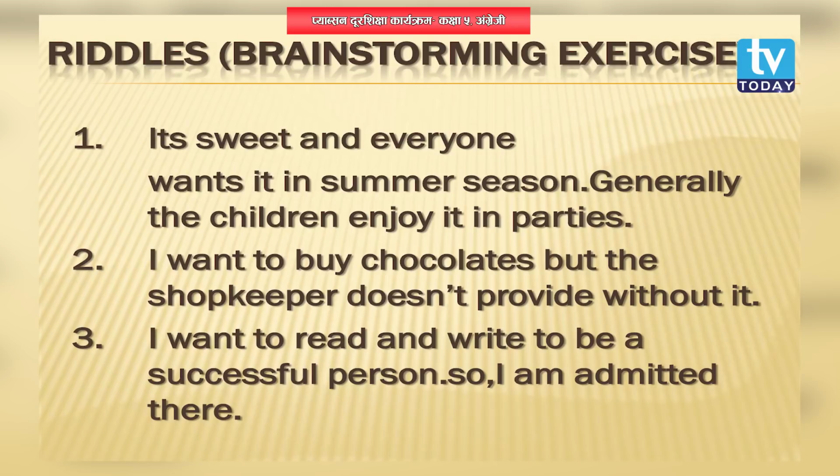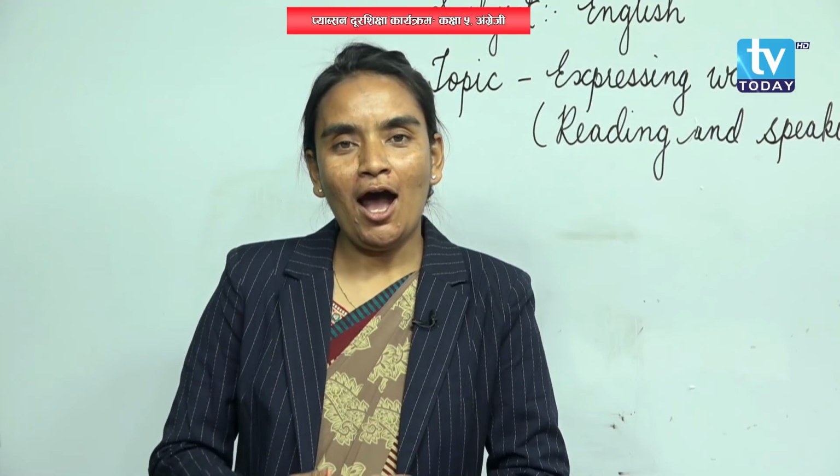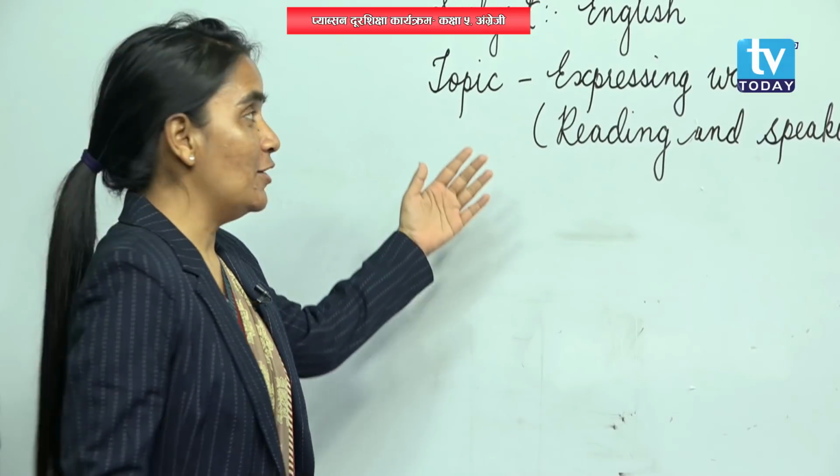So the correct answer of this riddle is: we want to read and write to be a successful person so that I am admitted there. It's school, college and university. Very good, children. It's for all of you a big thumbs up. Now, we are entering our topic.